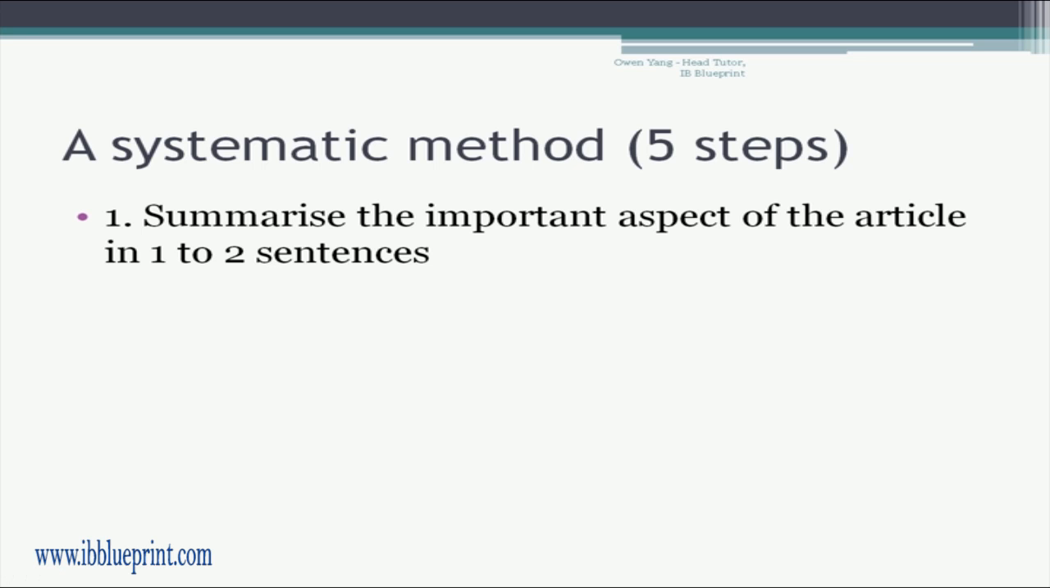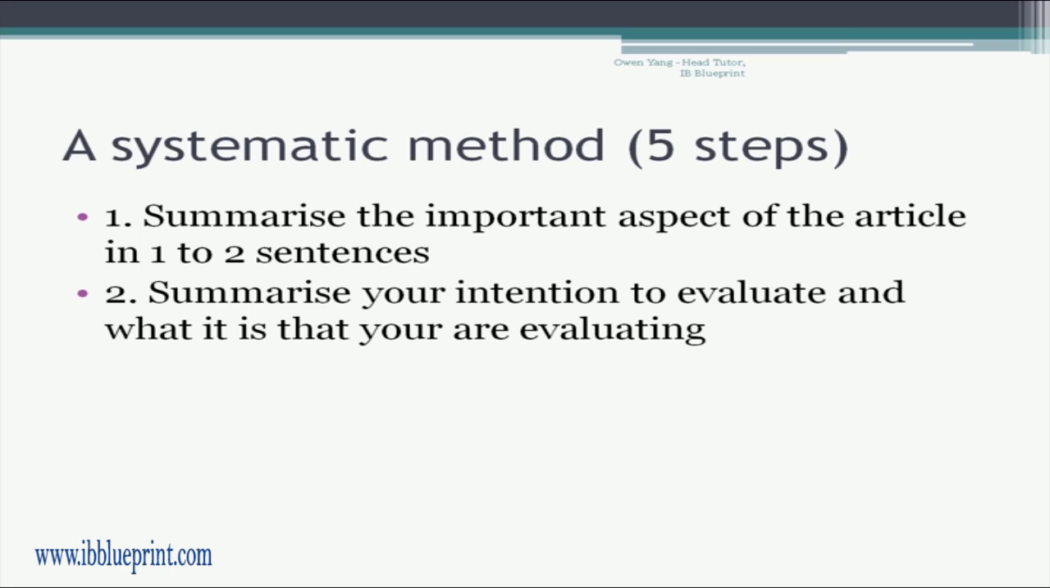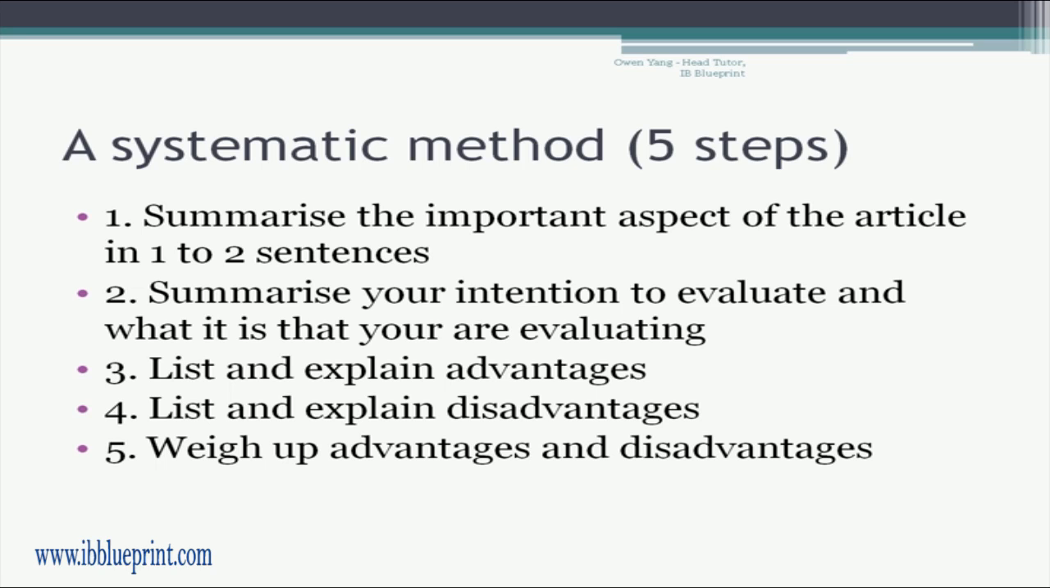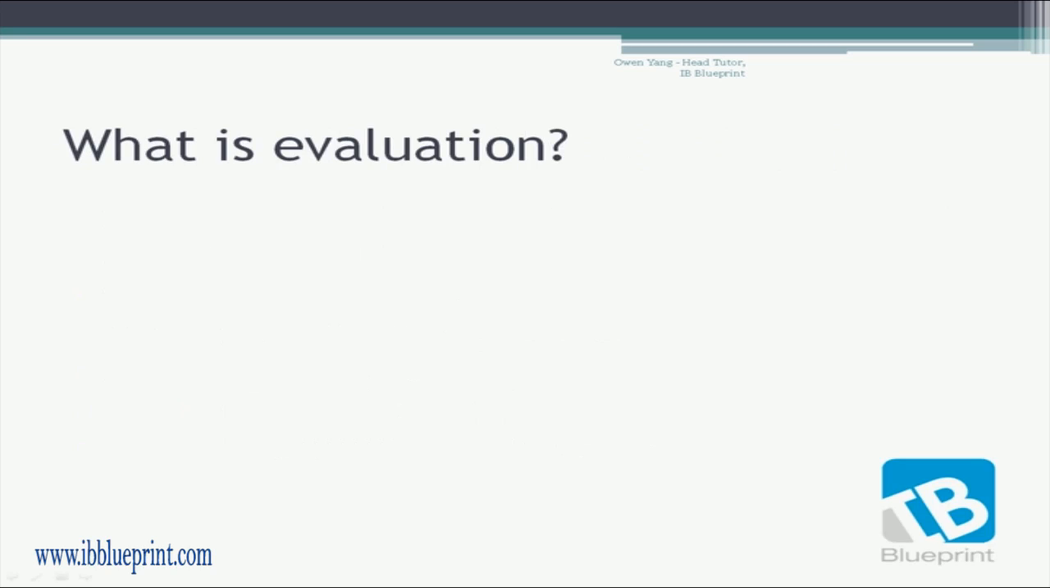So let's go through the systematic method. Step 1: Summarize the important aspect of the article in 1 to 2 sentences. Summarize your intention to evaluate and what it is that you are evaluating. List and explain advantages. List and explain disadvantages, and then weigh up advantages and disadvantages.